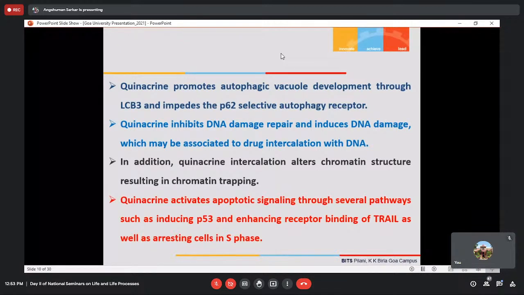Very recently, we have published a paper in Oncotarget where we have shown how quinacrine binds with a protein and how it affects the cell cycle regulation, particularly G1/S phase.